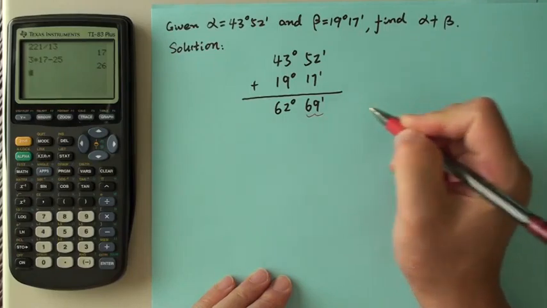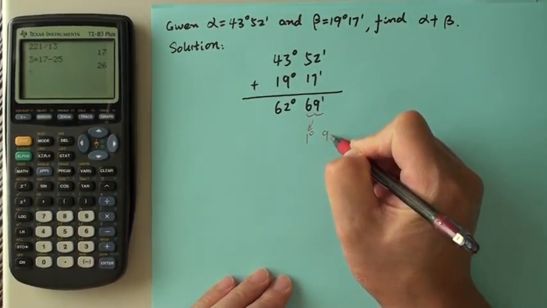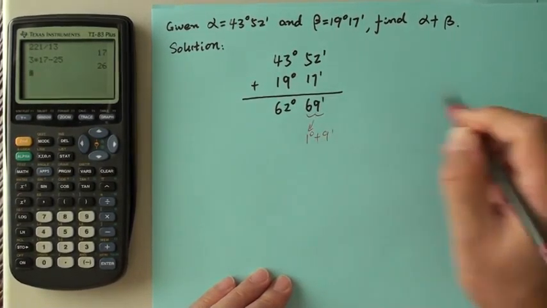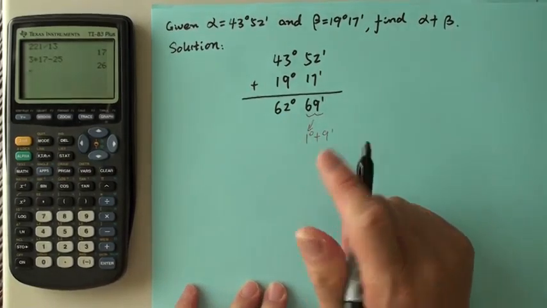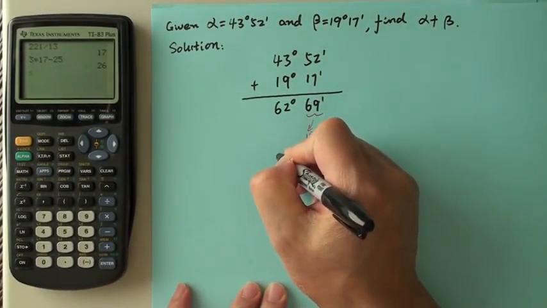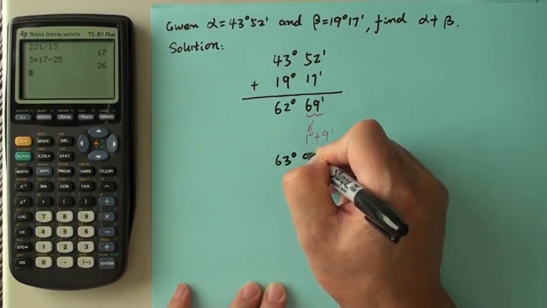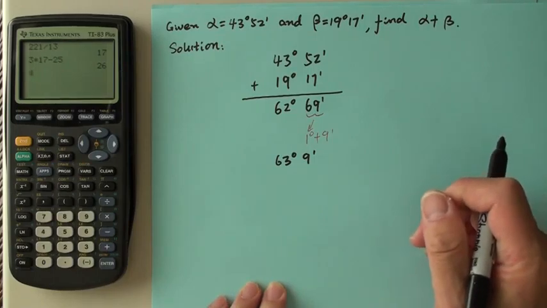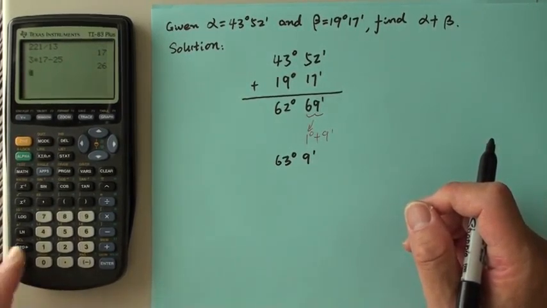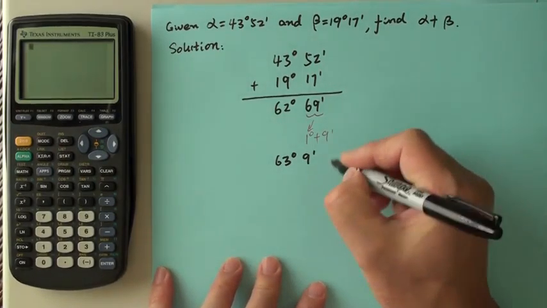And please be careful. This one is 1 degree 9 minutes. So basically you give the degree to the 62, and the final answer is 63 degrees 9 minutes. Okay, so you are done here.